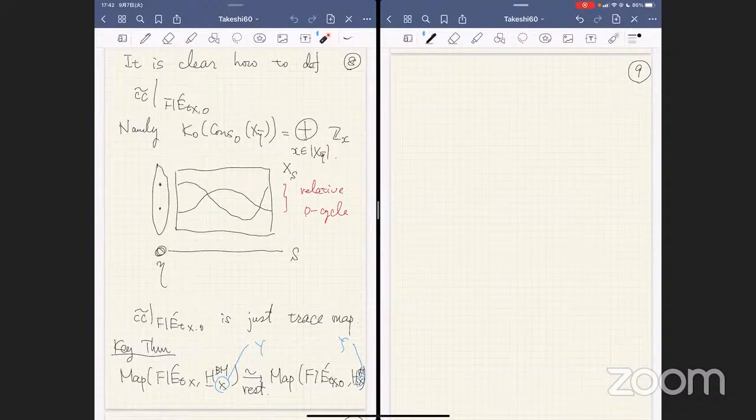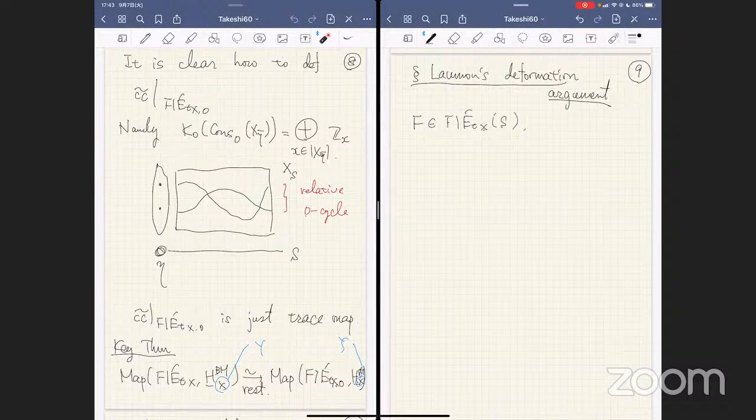So let me talk about the heuristics, why this key theorem should hold. And that's Laumon's deformation argument. Okay, so assume we're given some F, which is an element of flat étale systems on X over S. And we want to define this. Anyway, assume that there exists some EF, which can be considered as a deformation of F. So this guy is a deformation.